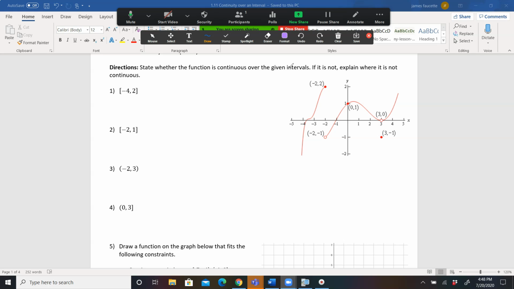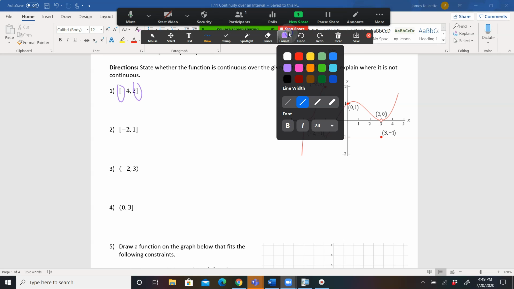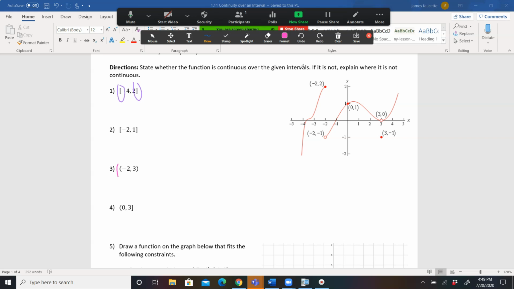One other thing to note is that, right, we have brackets versus parentheses. So in purple, with the brackets, that means we're including that number. So the interval includes -4 and 2, and down with the parentheses, we are not including the ends of those intervals. We're not including the numbers -2 and 3. So hopefully we were aware of that.